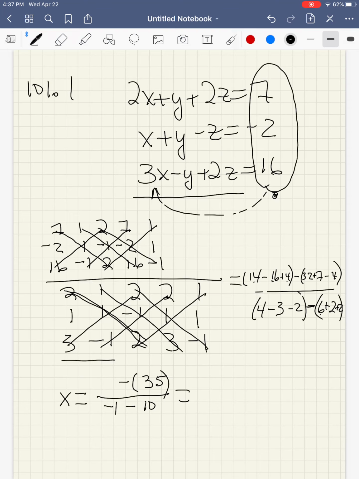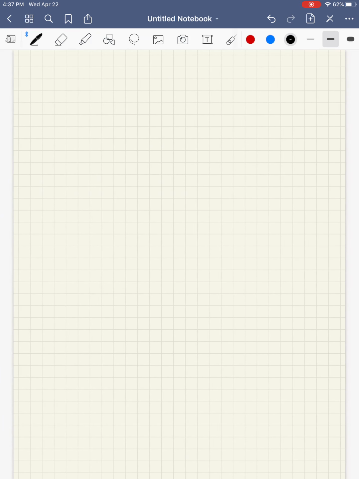Sorry. 14 minus 16 is negative 2 plus 4 is 2. So this will be minus 33 over minus 11, which is 3. Now, the denominator is negative 11, so we don't have to calculate that again. When we go to calculate y, the denominator is already going to be negative 11, so just put it in.